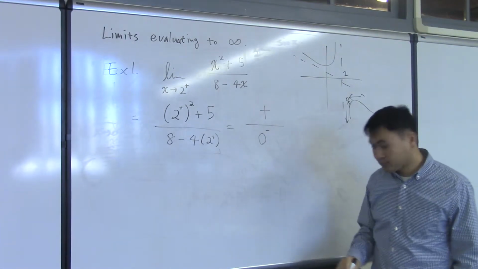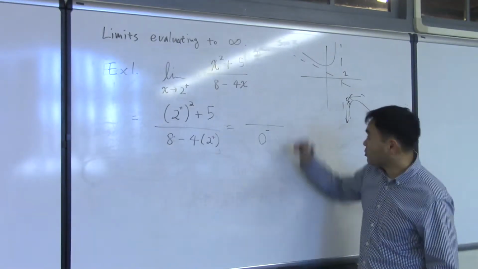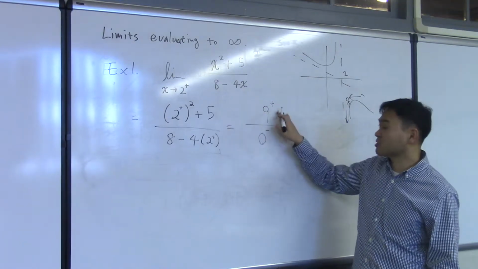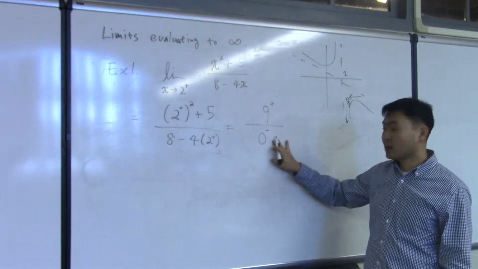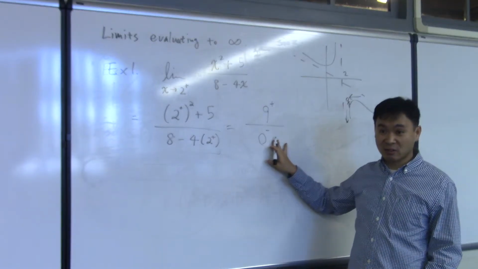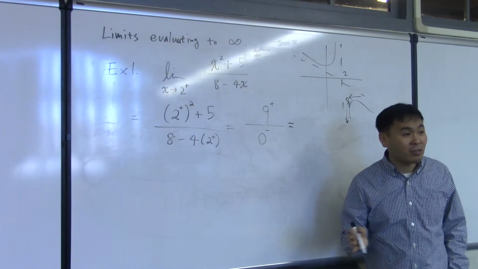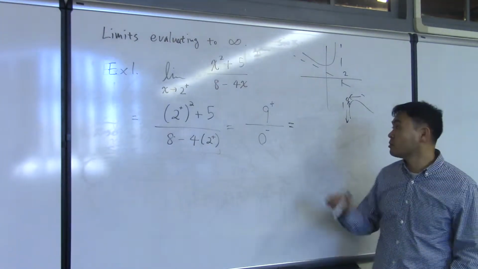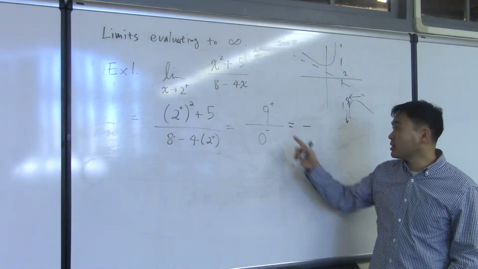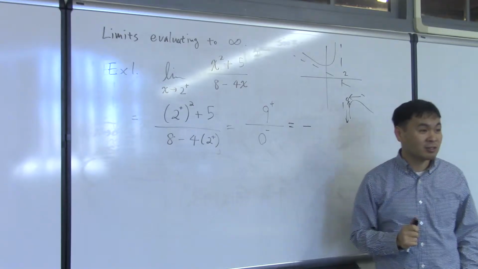So to be more specific, 9 plus is what you get: some value slightly bigger than 9 on top, and you're dividing it by a number that's slightly less than 0. What would that give you? First, would it be positive or negative? It will be negative, because if you divide positive by negative, it's negative. And do you also agree that if you divide something finite by almost 0, you get infinity?